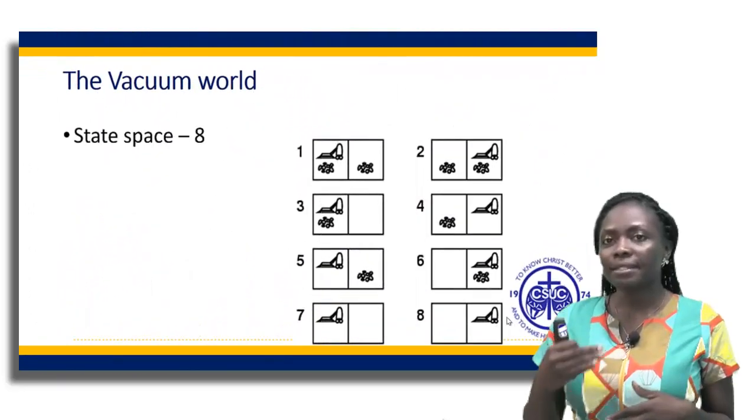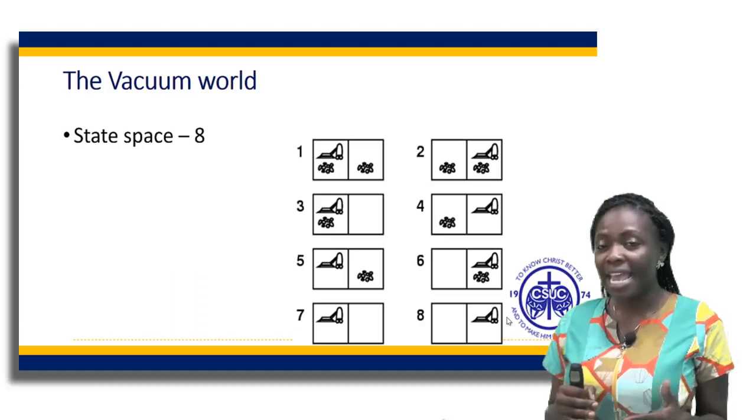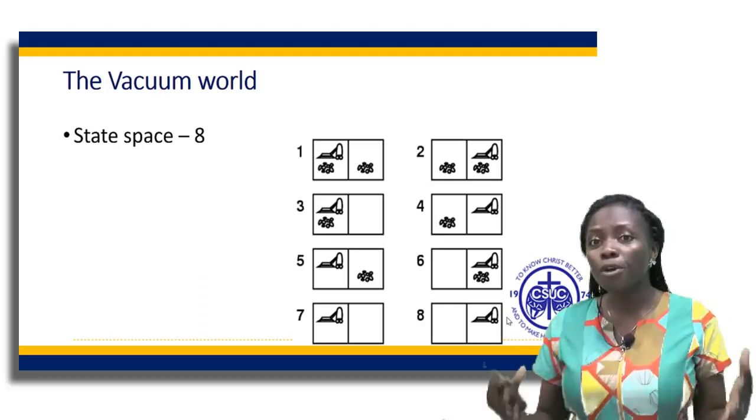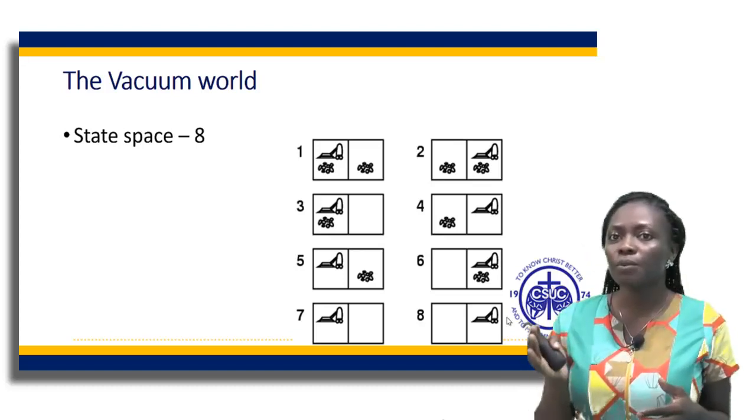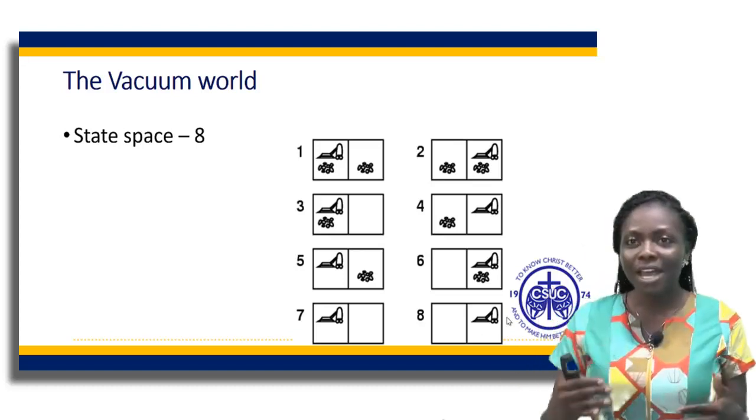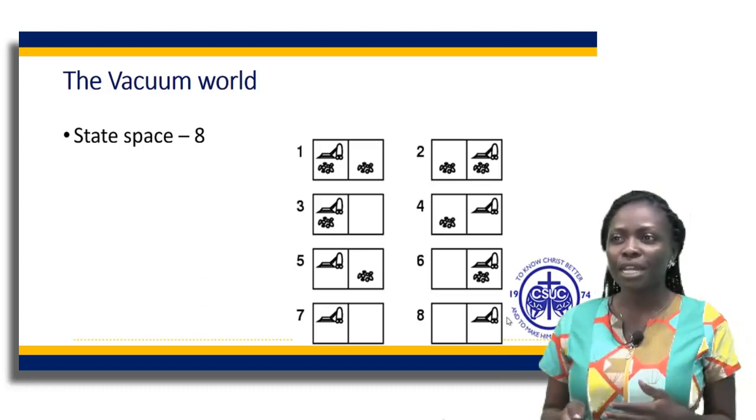If we decide to create the total state space, remember we already said that a state space is made up of all possible states of that particular problem. And so for this vacuum cleaner world that we are looking at, we are going to have a total of 8 states in the state space, which is what I have depicted.